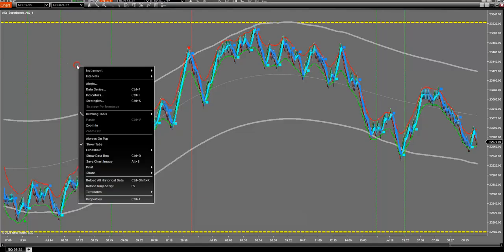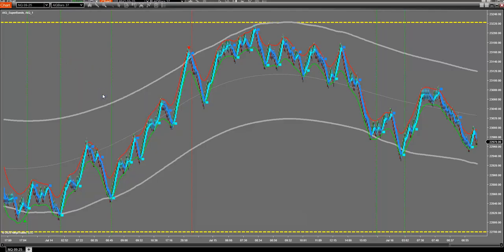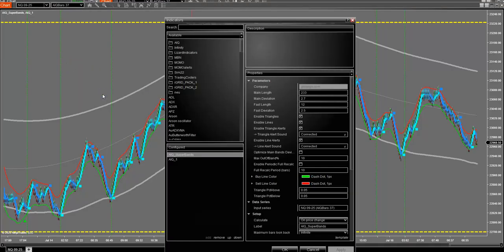So let's get into the super bands again. Let's pull that up real quick in this part one video. My fast bands I've set really fast to a 12 with a width or deviation of 2.5. I'm really liking that. And in the next video, I'll tell you why I like those settings.